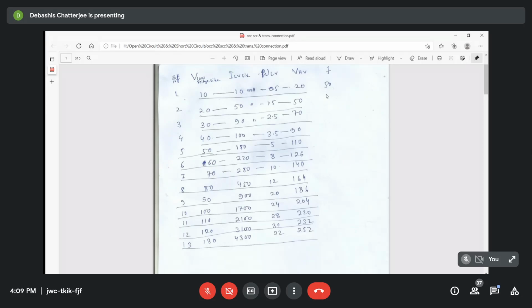Our technicians took this reading and provided it to us to give you for preparing the report. Okay. I think for other labs also you are doing the same way, no? For other laboratories, electrical laboratories. Yes, sir. Okay.